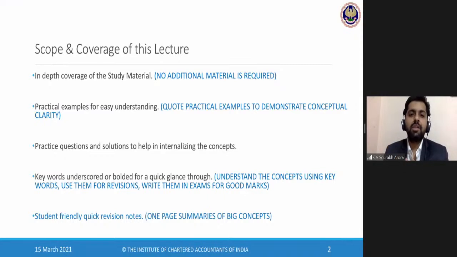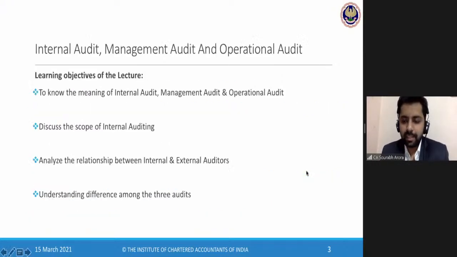What is expected is conceptual clarity. And how will you demonstrate conceptual clarity? Through the use of keywords that I've already underscored in this PPT, which you can get from the ICAI website, through practical examples, and obviously by quoting the names of the standards on auditing and then answering the questions that have been asked. Then, the student-friendly quick revision notes I've also mentioned in this PPT. These are one-page summaries of big concepts, and I have also mentioned some quick memorizing tips that you can use if you want. So let's move on to the next slide.